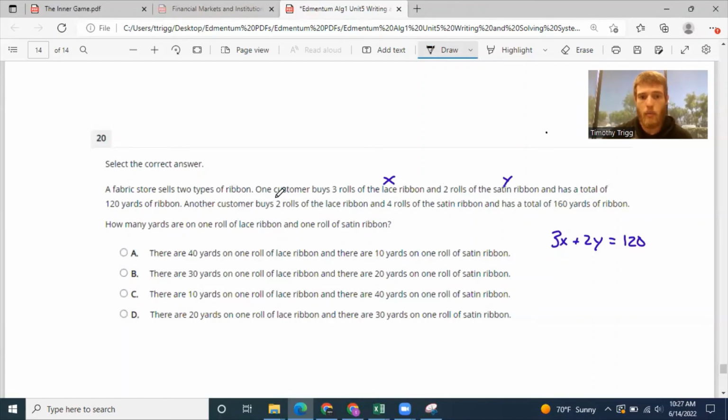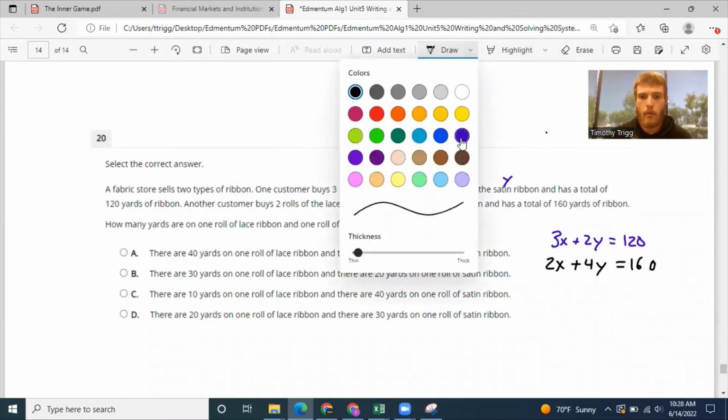So another customer buys 2 rolls of lace, so 2X, 4 rolls of the satin, 4Y, total of 160 yards. Okay, so now we want to figure out the amount of yards in each roll, basically. So how would we do that?